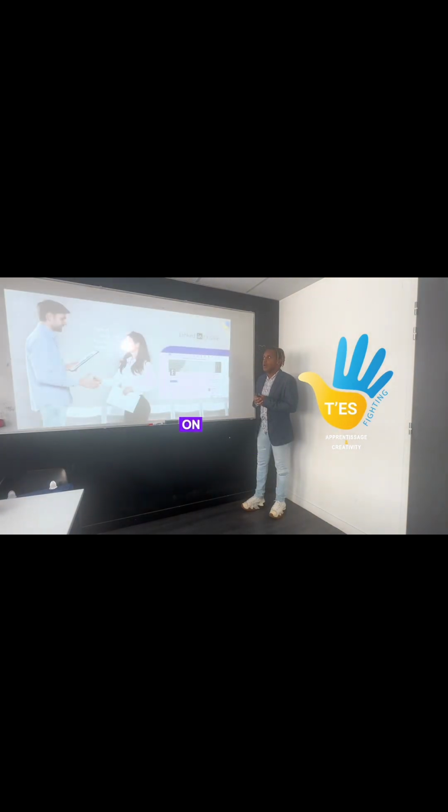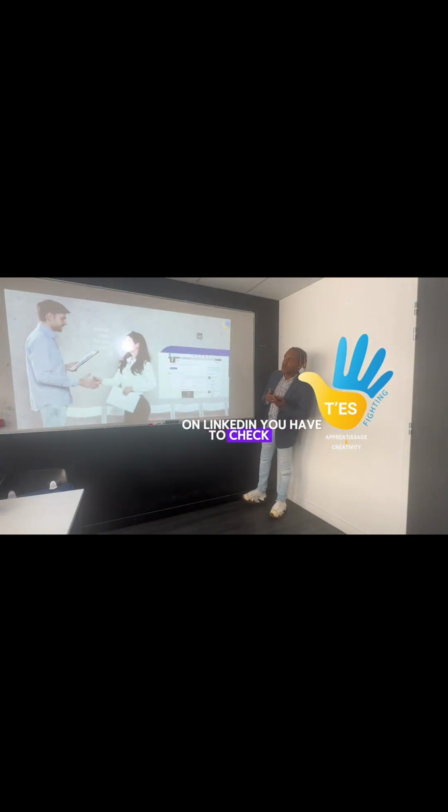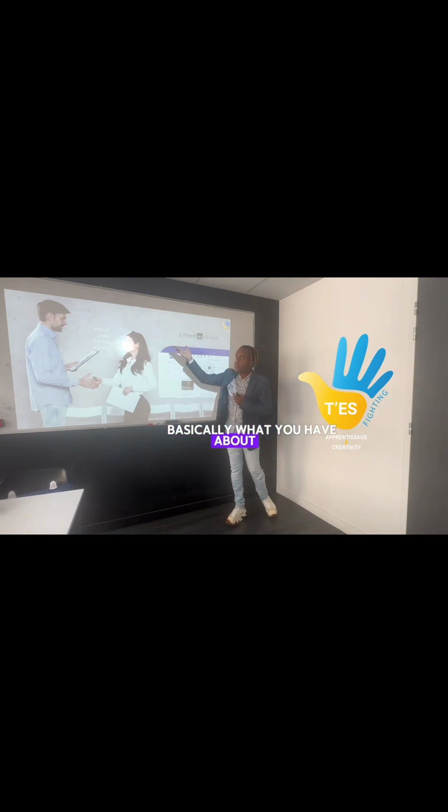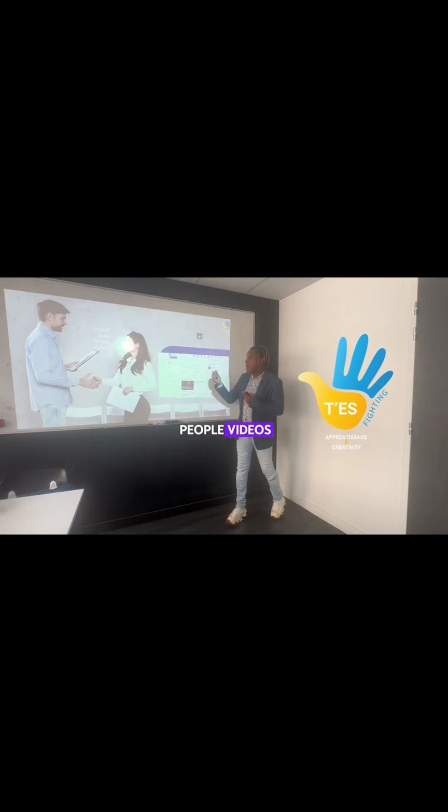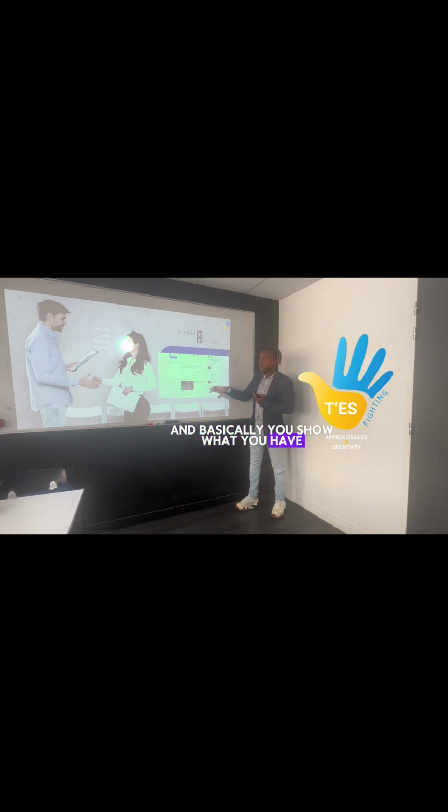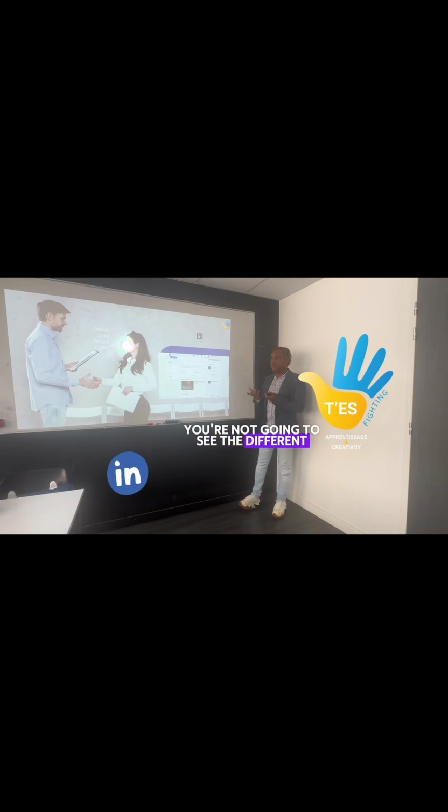So I'm going to give you some examples, like LinkedIn. On LinkedIn, you have to check the different components, basically what you have about jobs, people, videos. As well, here we go again, I record the screen and I show you the page of Forms. And basically, you show what you have. If you're going on the website of Forms, you're not going to see the different things as well.